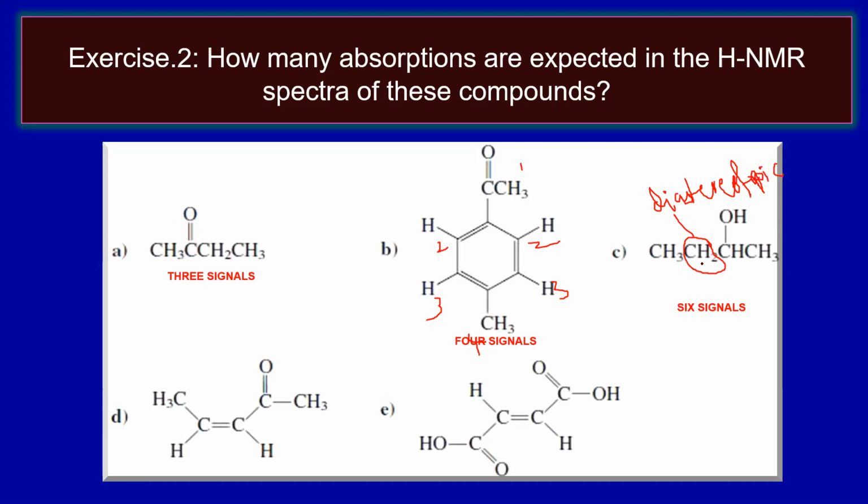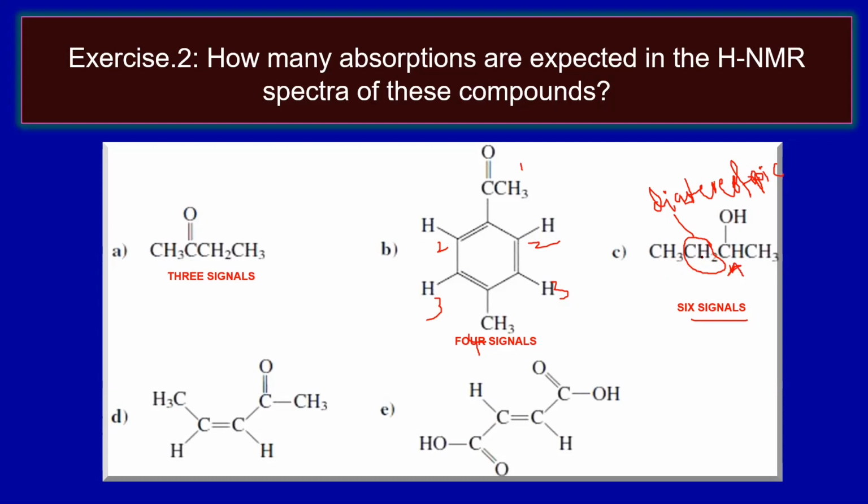So therefore, these two are different. So once again, 1, 2, 3, 4, 5, 6. So it will give you 6 signals. Whenever you're looking at a molecule wherein the protons are attached to the carbon adjacent to a chiral center, this is the chiral center.